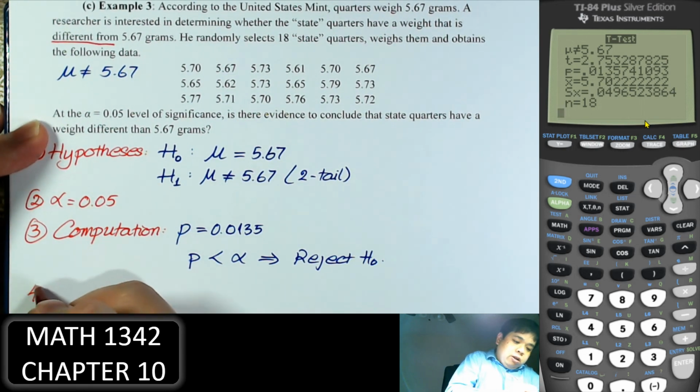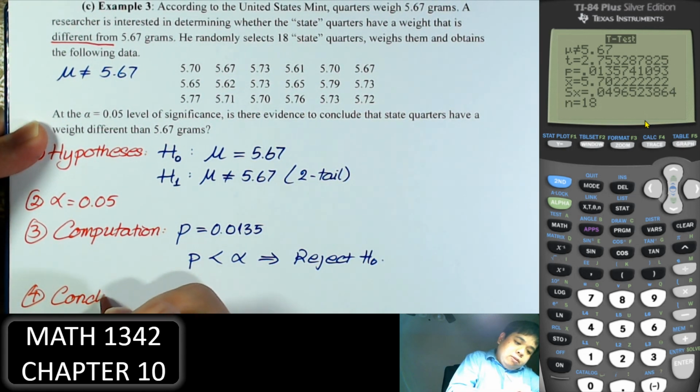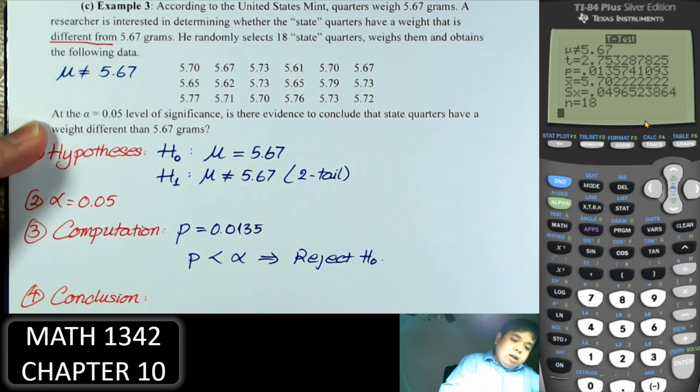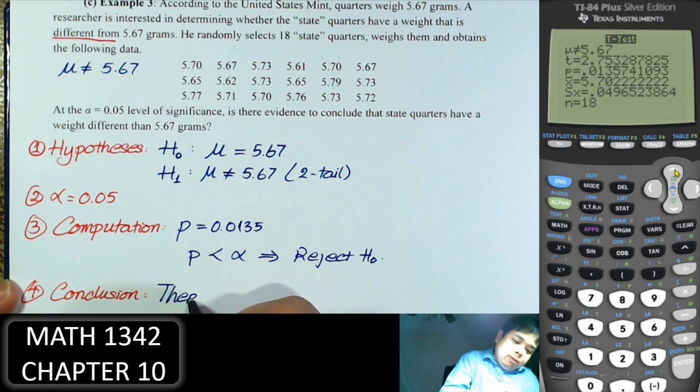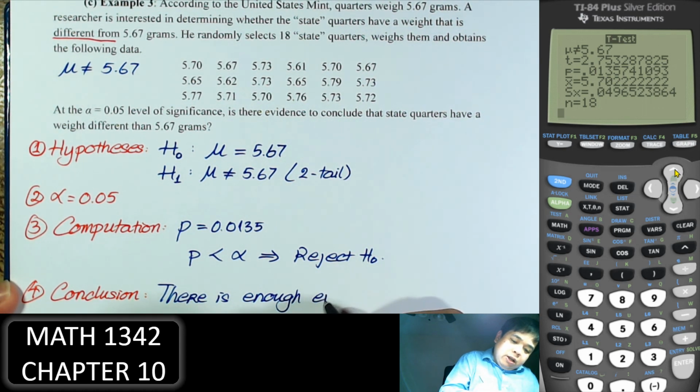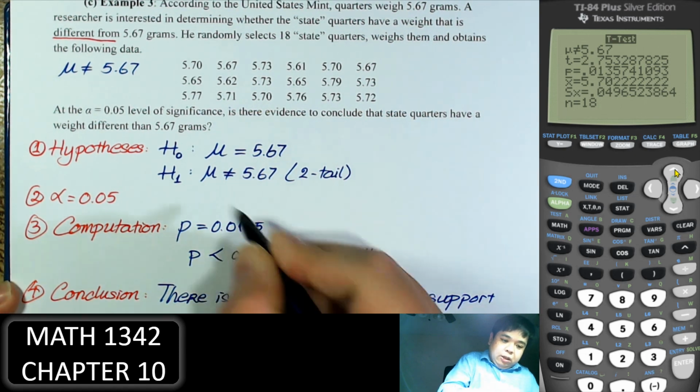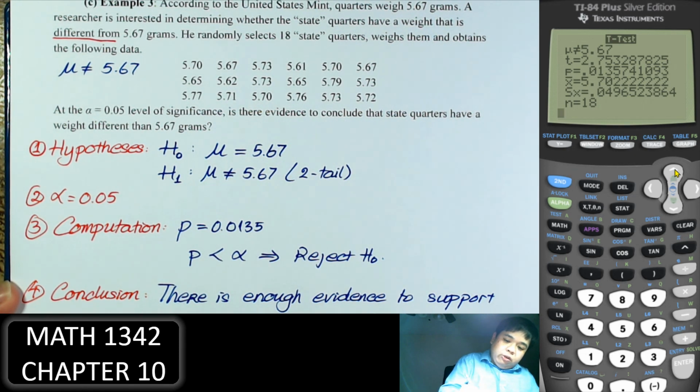And then for the conclusion, it says there is enough evidence to support the claim. So, of course, we write too many of these. I'm just going to write: there's enough evidence to support the claim that it is not equal to 5.67.